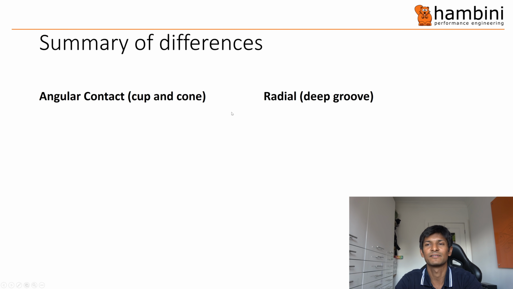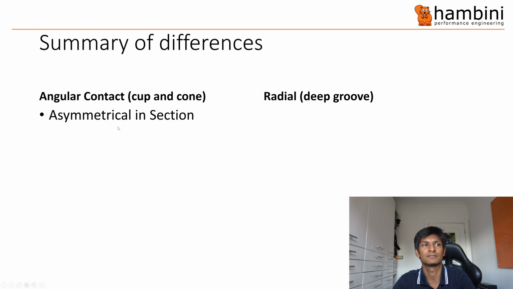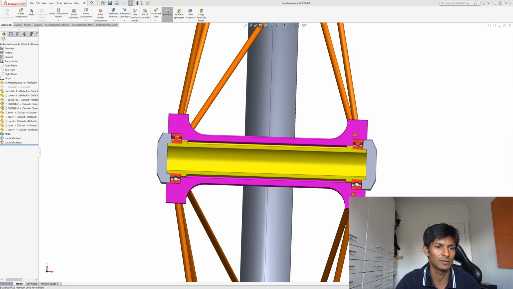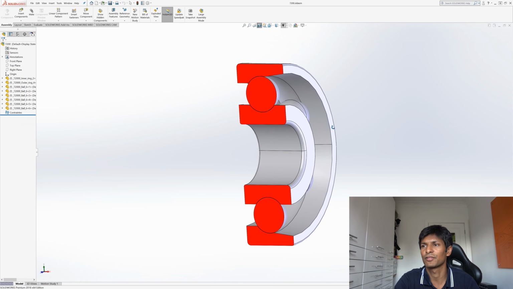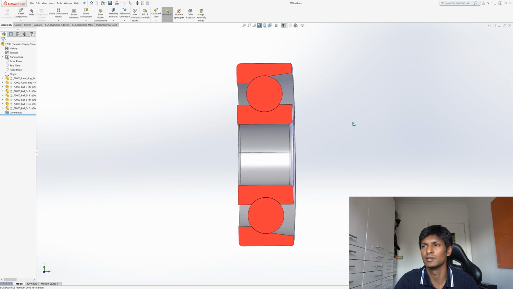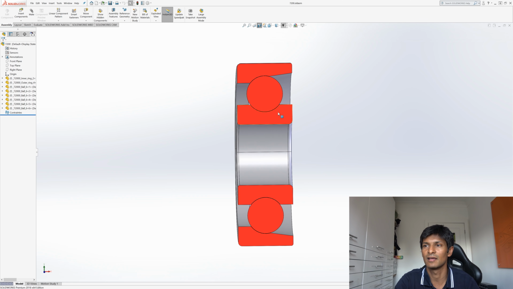To give you a summary of differences, on the left we've got angular contact, they are asymmetrical in section. So let me show you with this SolidWorks file. This is a cut through of an angular contact bearing. If you look, and I've showed you in the cutout section of the video where we angle grinded through a bearing, you've got asymmetry. So if you were to draw a vertical line straight through, the right hand side and the left hand side are not the same. So this bearing will only take load in that diagonal direction.